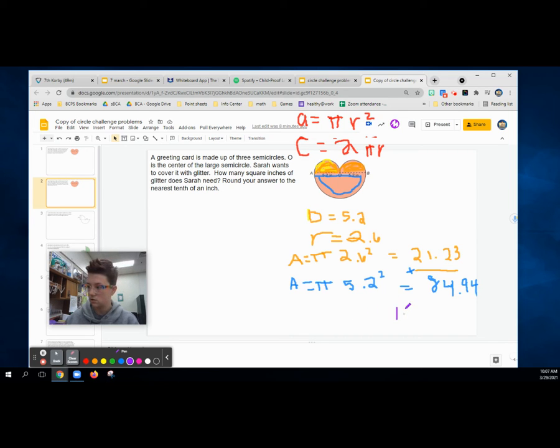And that gets us 106.17. And we are to round to the nearest tenth of an inch. Here's the tenths place. That 7 next door says round up. So we get 106.2 square inches.